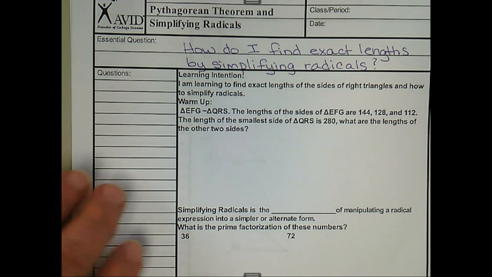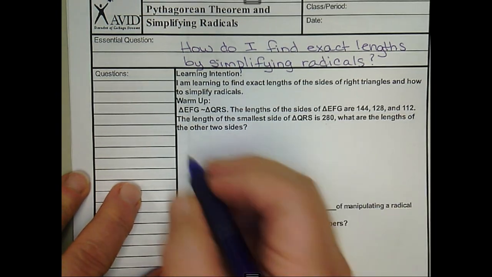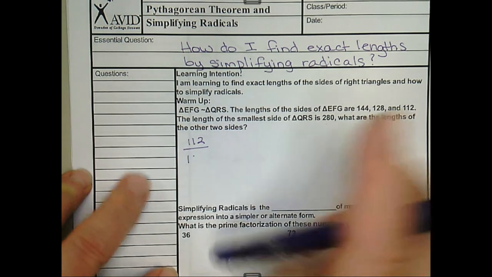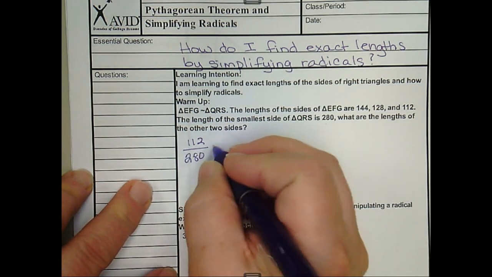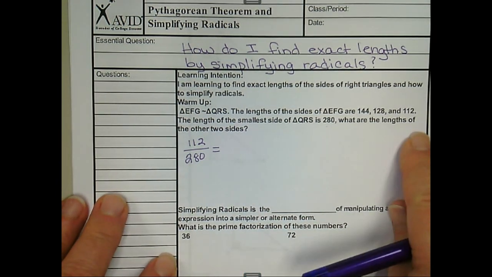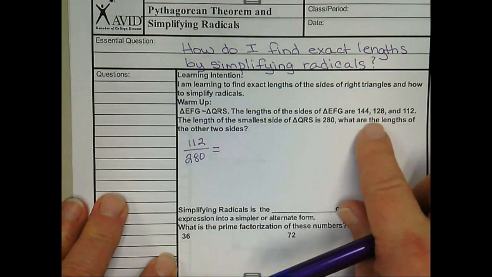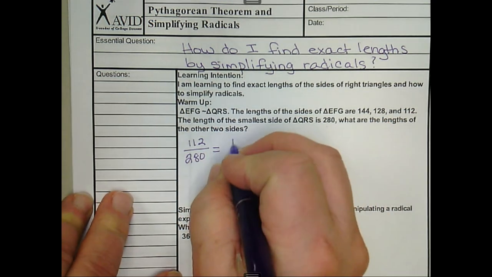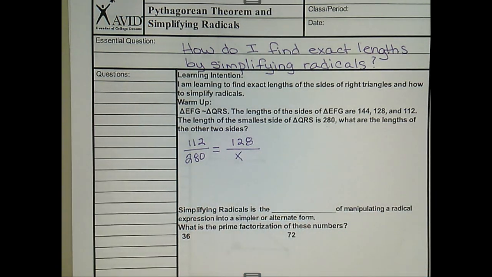I hope you tried. If you're looking, this is the smallest and this is the smallest, so we pair them up. Now I choose either one of the two sides to find the next lengths. The 112 and the 128 are on the same triangle, so I will put them together. I'm wanting to know the length on that bigger triangle, so the x goes at the bottom.